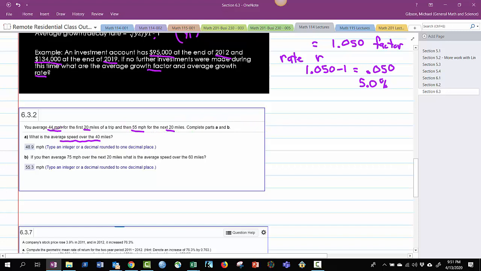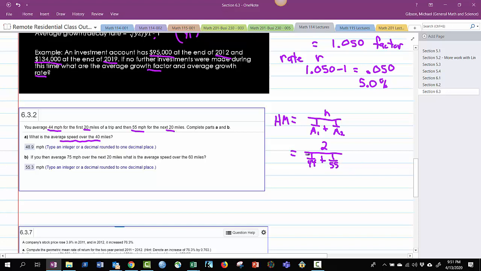Okay, there's 2 of them, right? So the harmonic mean is how many there are over 1 over the rates, like that. So in this case, there's 2 of them, and it's 1 over 44 miles per hour plus 1 over 55.